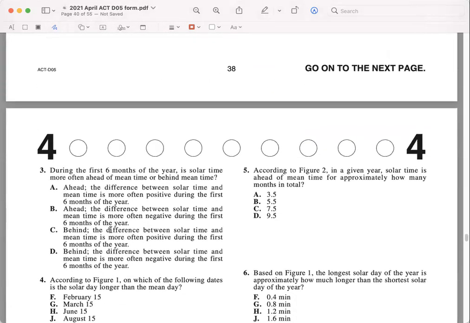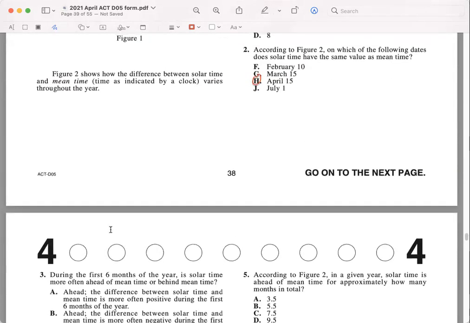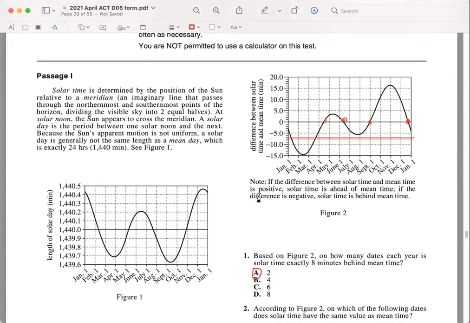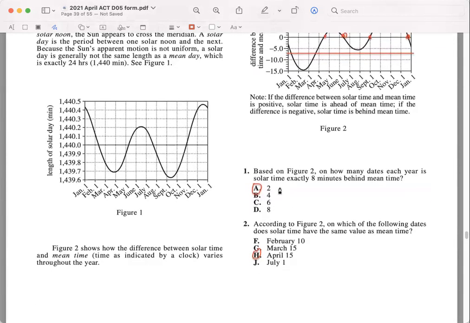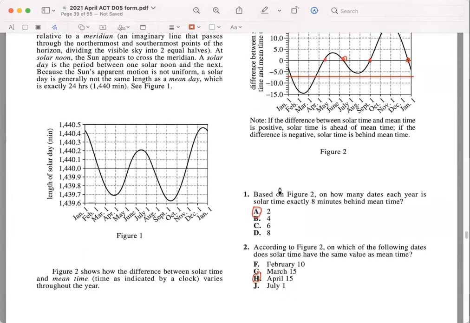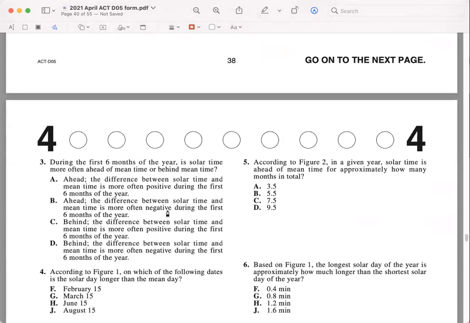During the first 6 months of the year, is solar time more often ahead of mean time or behind mean time? So during the first 6 months, you see that the graph is mostly negative. So solar time is mostly behind mean time, because the difference between the two is negative. The difference between solar and mean time is more often negative during the first 6 months. So it's D.